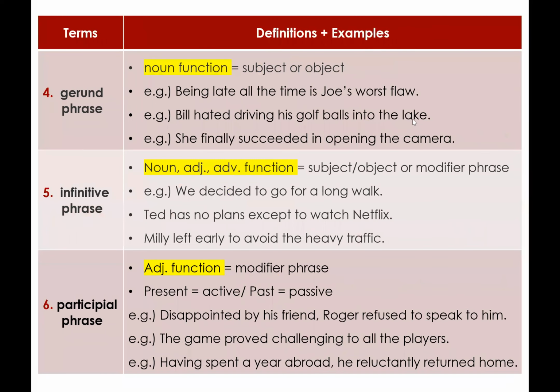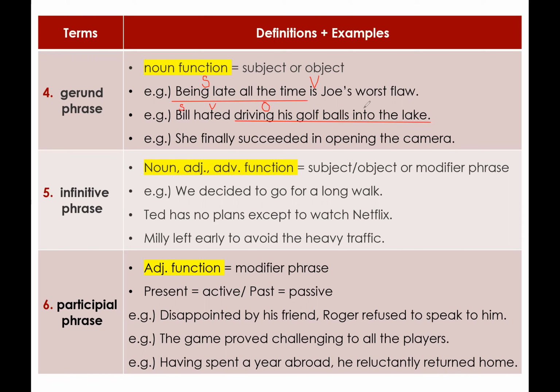All right, and now let's move on to our verbals. So remember, we have three different verbals: gerund, infinitive, and participle. A gerund phrase is noun function, and that means it is the subject or object of the sentence. So being late all the time, being, that's our verb-ing, is Joe's worst flaw. So being late all the time, that is a gerund phrase as subject, is our verb. In the second example, Bill hated driving his golf balls into the lake. So we know that Bill is subject, hated is verb, and our gerund phrase is our direct object.